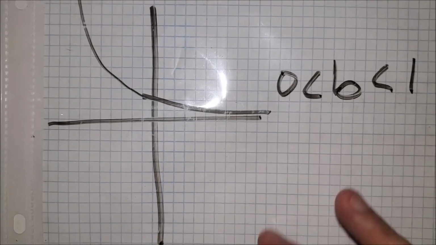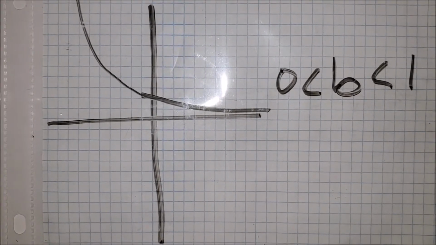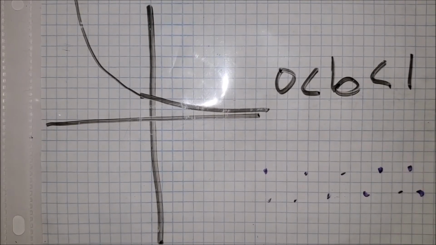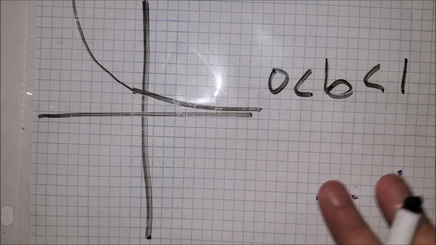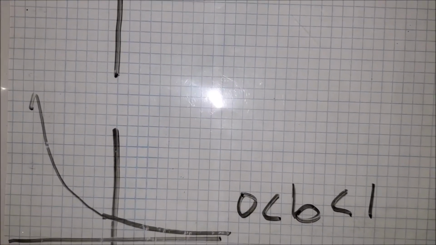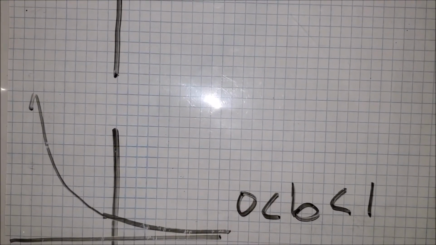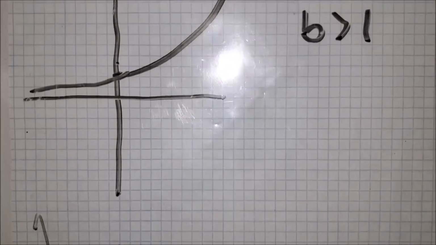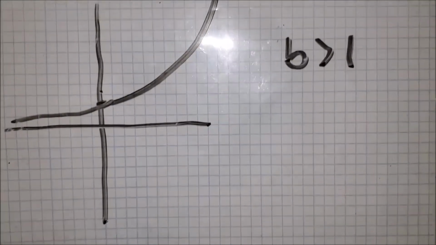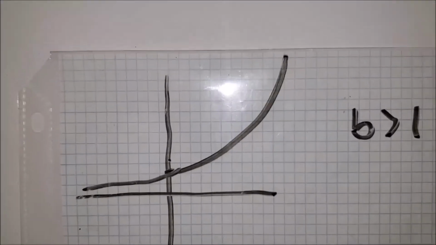And when b is negative, well, things get rather interesting, kind of dots up and down across the graph. So we're not going to be discussing the situations other than these two, when 0 is less than b is less than 1, and when b is greater than 1. Those are the only two situations that we're really going to consider. So let's look at some examples and work out some problems involving exponentials.